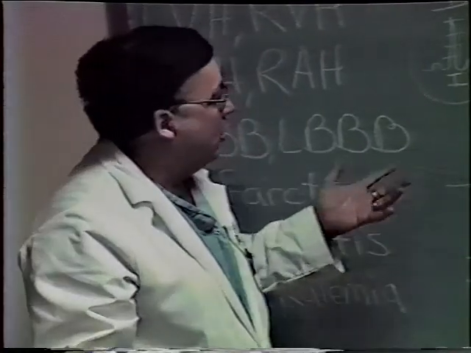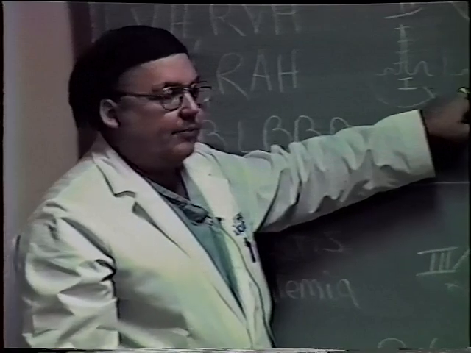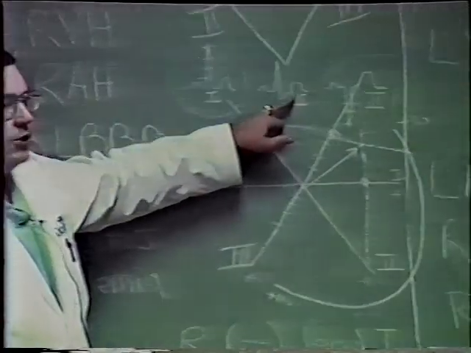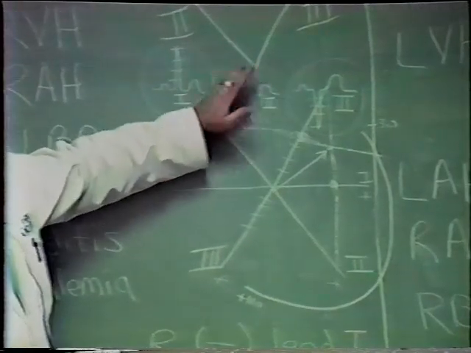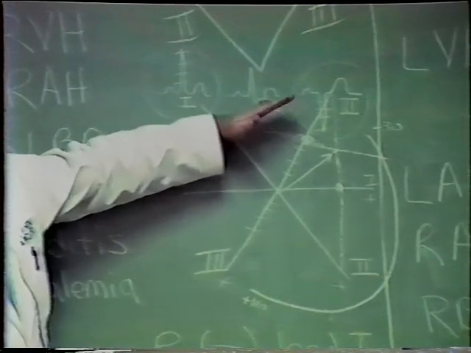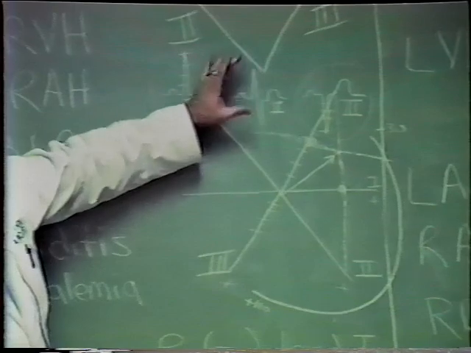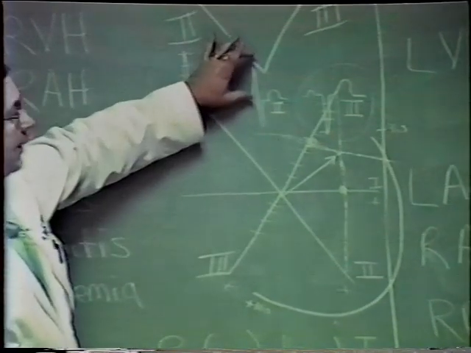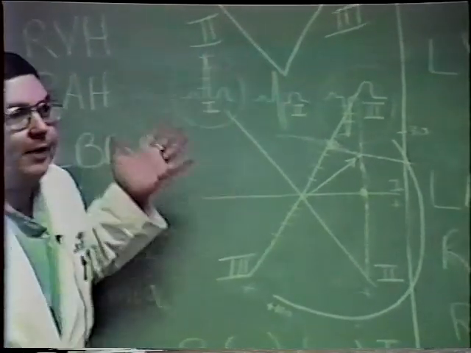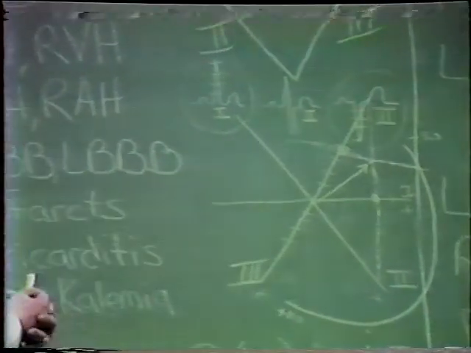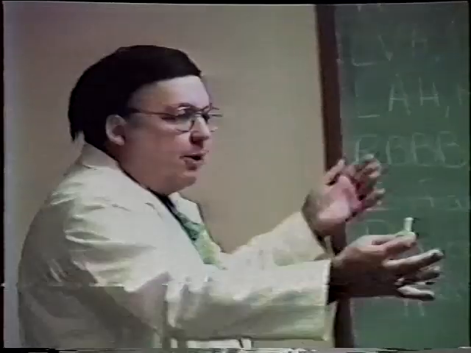Now, if your S in lead 2 is bigger than your R, then you're really getting a lot of left axis, more left axis. Whereas if you had a normal height R here, it'd be a normal axis. Now you can plot it out in the other way.